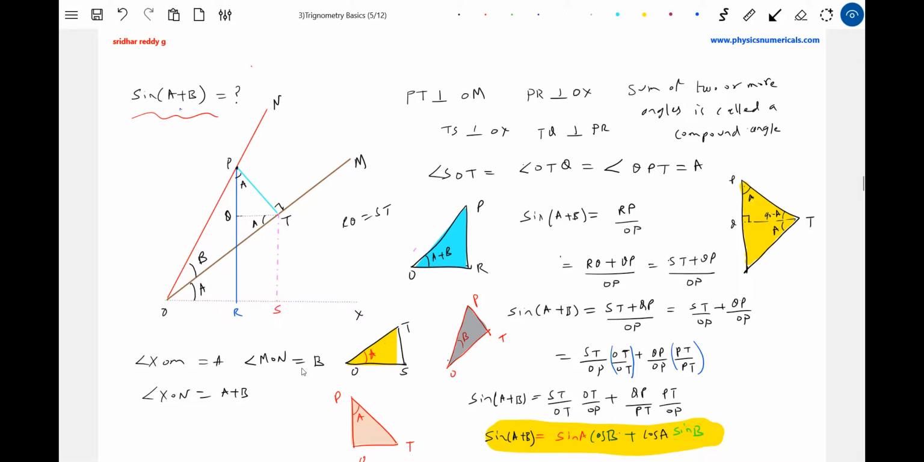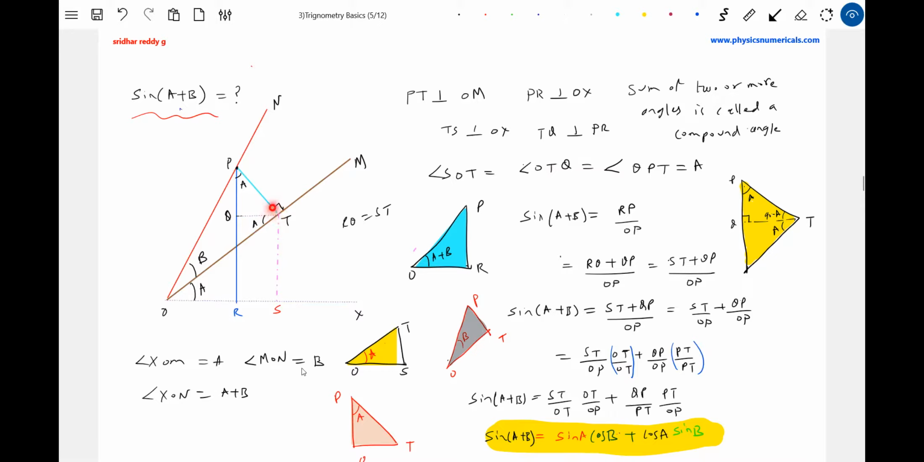Okay, let's do one thing. I'll draw a line PT perpendicular to OM and PR perpendicular to OX. Further, TS will be perpendicular to OX, and TQ I'll draw perpendicular to PR. We define this angle SOT to be equal to A. And similarly OTQ should again be equal to A.